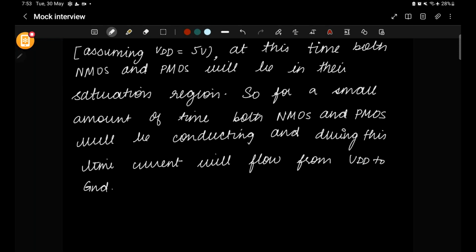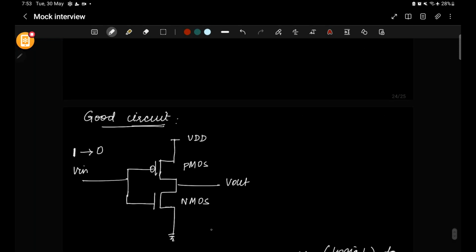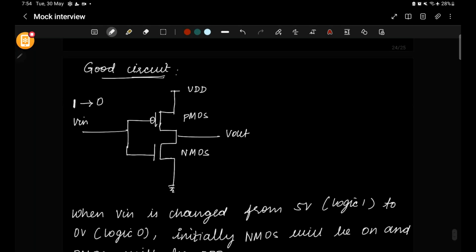So there is a direct path. Both are on. Both are conducting. PMOS and NMOS both are conducting. So there is a direct path for current to flow from VDD to ground. So now what is happening?